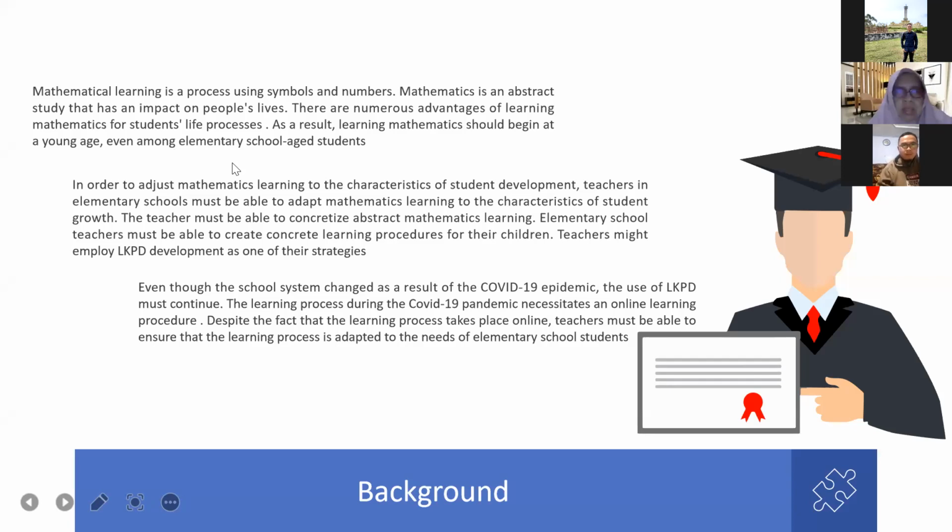In order to adapt mathematics learning to the characteristics of student development, teachers in elementary school must be able to adapt mathematics learning to the characteristics of student growth. The teacher must be able to make concrete the abstract mathematics learning. Elementary school teachers must be able to create concrete procedures for their children.